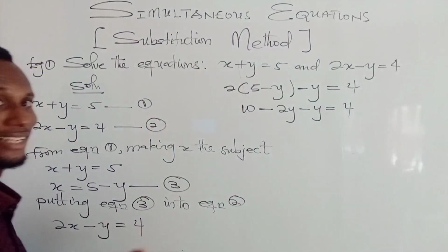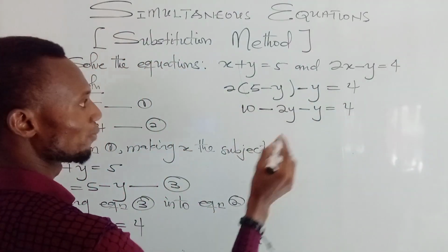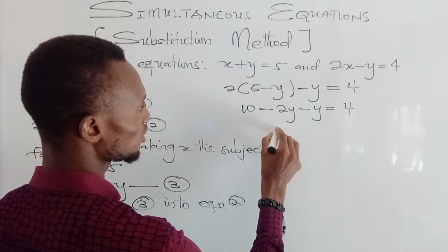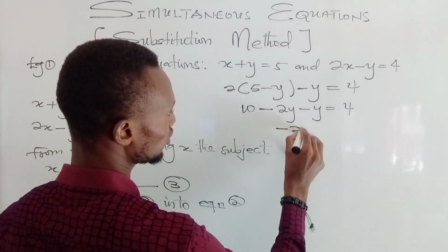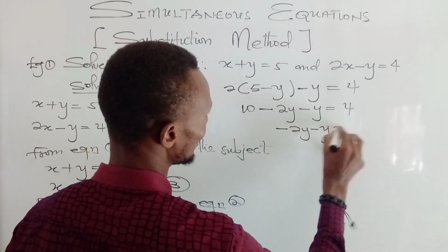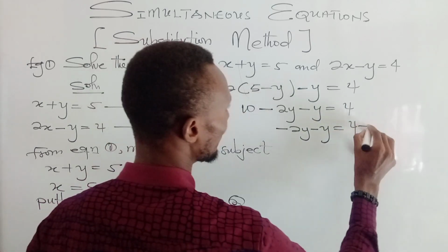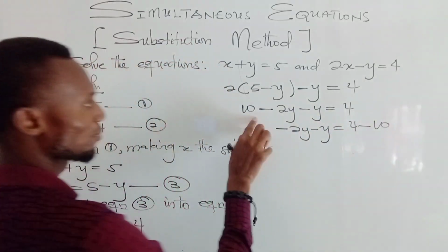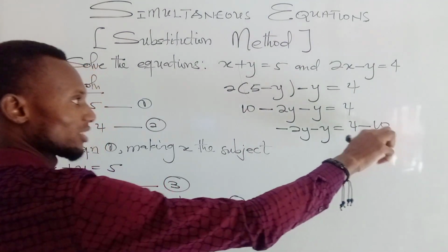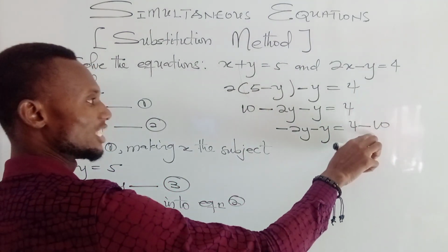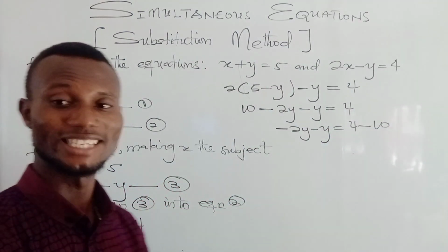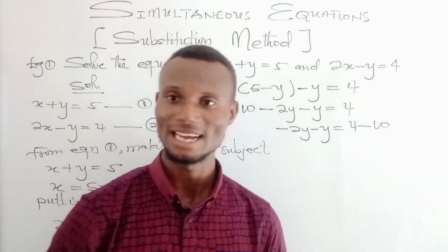I hope you understand and you agree with me. So let's group like terms. I'm going to have minus 2y minus y equals to 4 minus 10, because this positive 10 crosses the equal sign to join the 4, which is here, so it becomes negative. When anything crosses the equal sign, the sign it has changes.